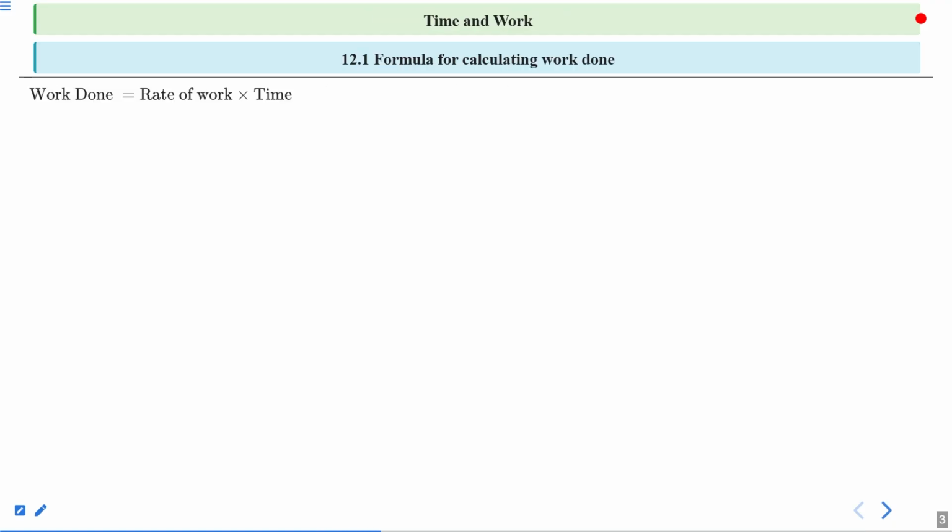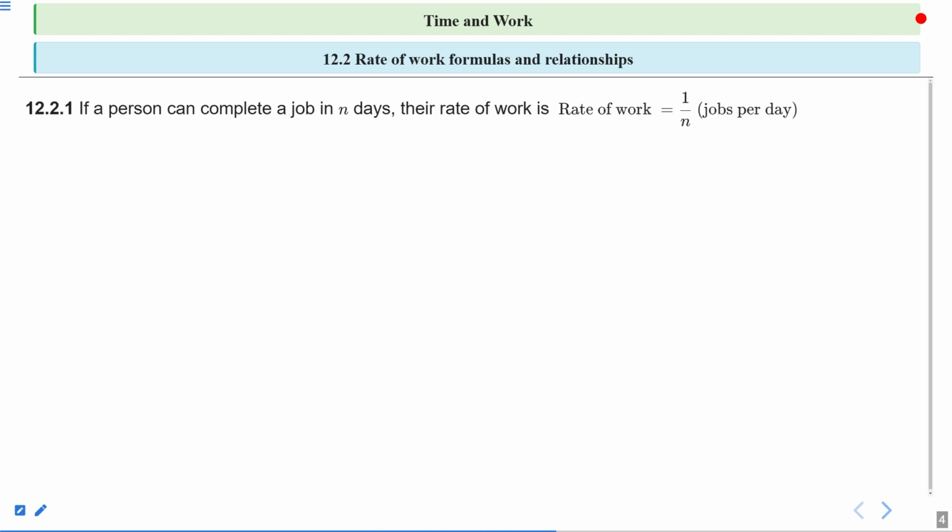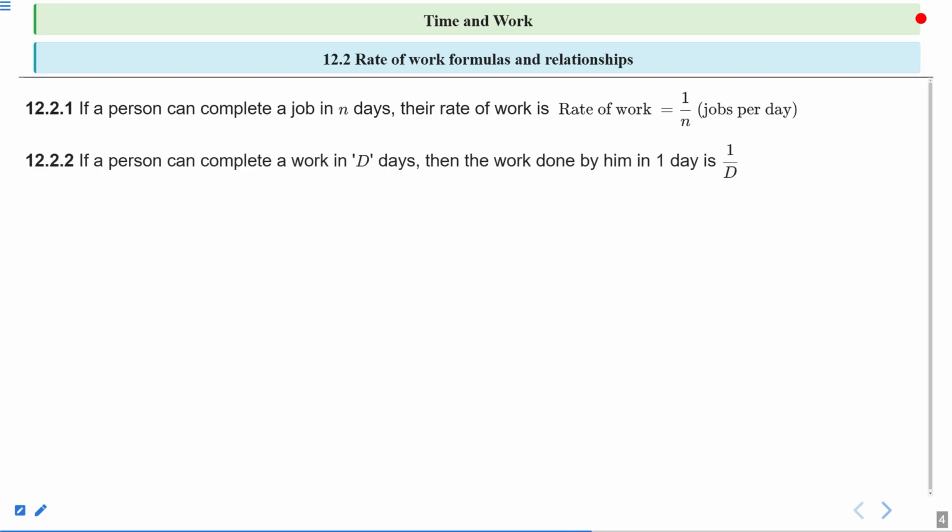Formula for calculating work done. Work done equals rate of work into time. Rate of work formula and relationship: if a person can complete a job in n days, their rate of work will be 1 upon n job per day. Same way, if a person can complete a work in d days, then the work done by him in 1 day is 1 upon d unit work.